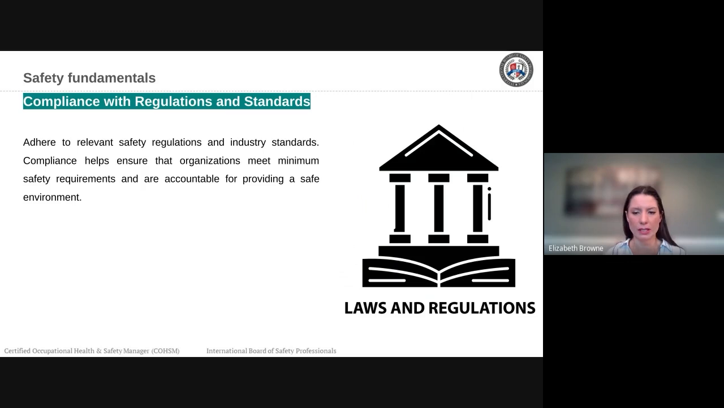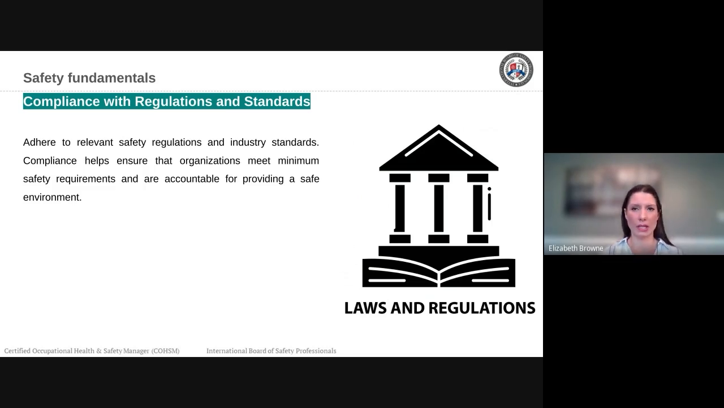Compliance with regulations and standards is another safety fundamental. And for a company, this is a law that we must comply with. So we have to adhere to relevant safety regulations and industry standards. Again, complying with and obtaining the ISO 45001 or 18001 or 9001, all of those things helps to ensure that a company is complying with all of the relevant regulations and industry standards.